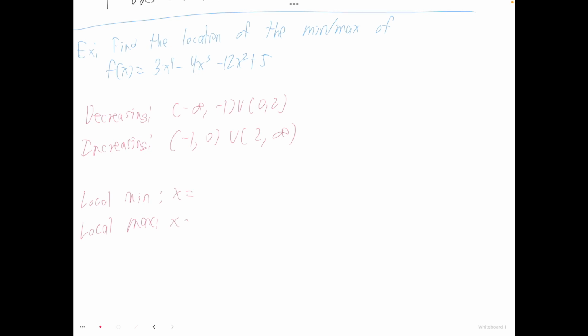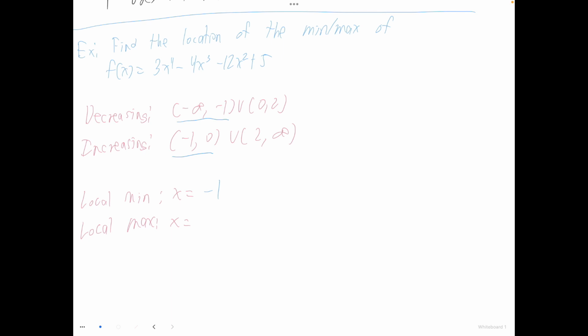And again, I'm just giving the x-coordinate here. To get the y-coordinate, you just plug it into f. And so for our local min, notice we were decreasing from negative infinity to negative 1, and then we started increasing at negative 1 to 0. So just using this first piece, we went from negative infinity to negative 1, and then changed to increasing at negative 1. So we were going down, and then we started going up. So this is a local min.